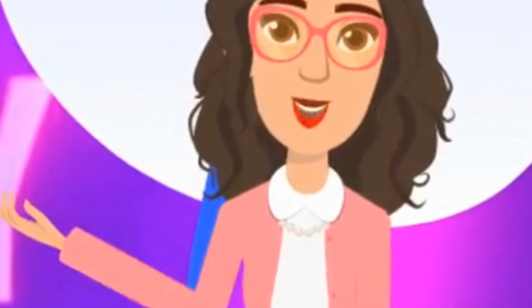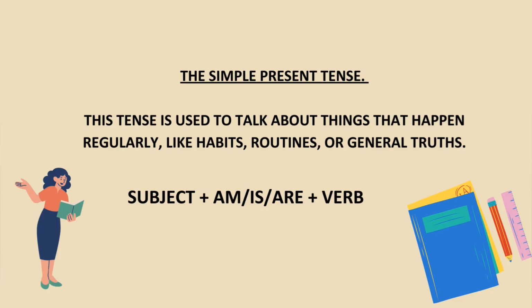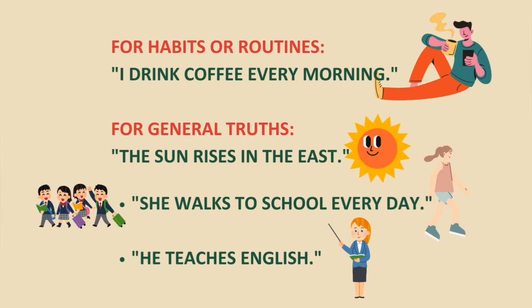Let's begin with the simple present tense. This tense is used to talk about things that happen regularly, like habits, routines, or general truths. The simple present tense is used to describe actions that happen regularly, or facts that are generally true. It also describes habits, repeated actions, or general truths. For habits or routines: I drink coffee every morning. For general truths: the sun rises in the east.